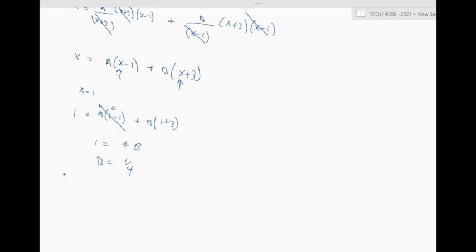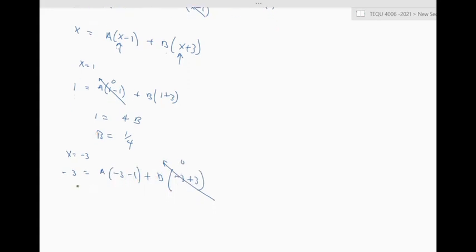You can do what you did already, but instead of picking x equal 1, you pick x equal minus 3. If you do that, then you end up with minus 3 equals A times (minus 3 minus 1) plus B times (minus 3 plus 3). Obviously this part is gone, so you end up with A is minus 3 divided over 4. Now this is negative as well. Minus 3 is negative, minus 3 minus 1, that's minus 4.